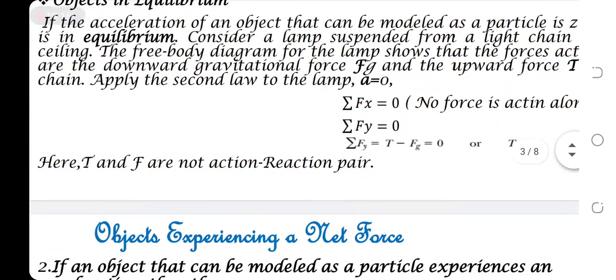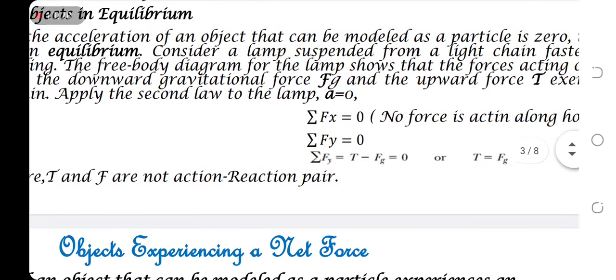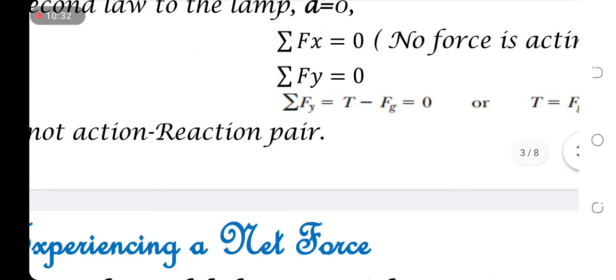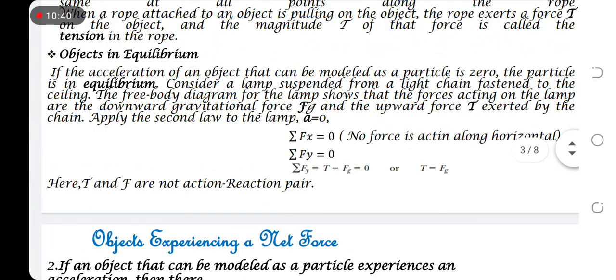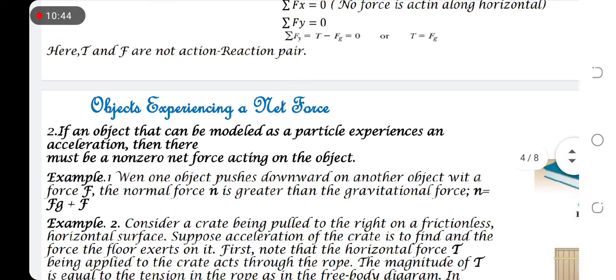This is the case for equilibrium. Here T and Fg are not an action-reaction force pair because these forces are acting on the same body. For an action-reaction pair, it is a must that the two forces be acting on two different bodies.